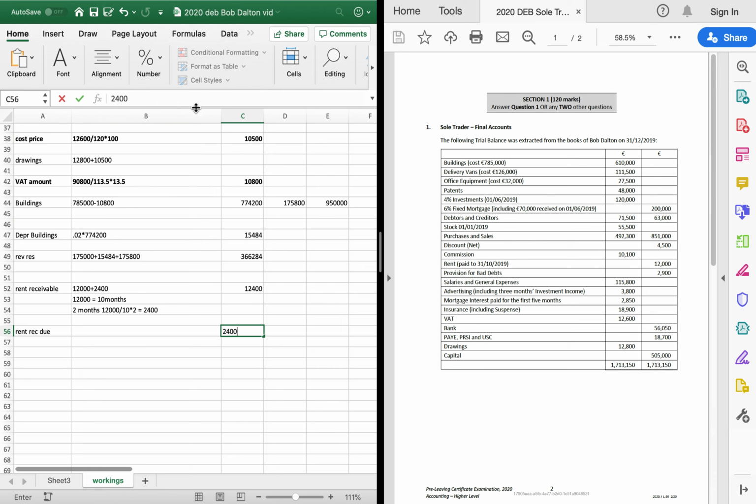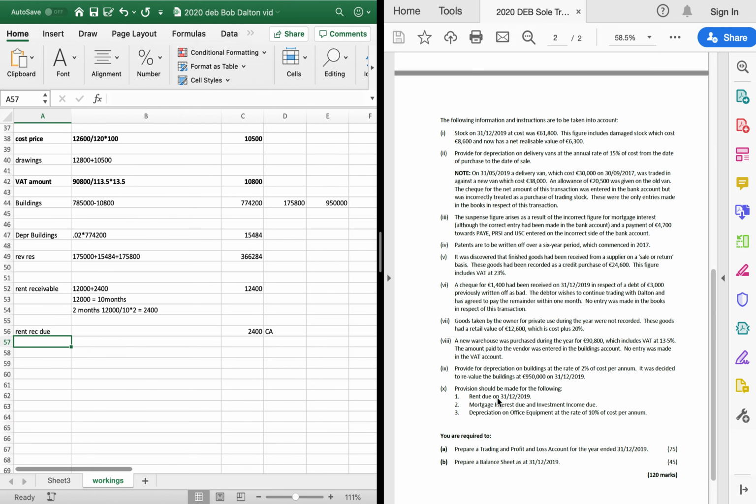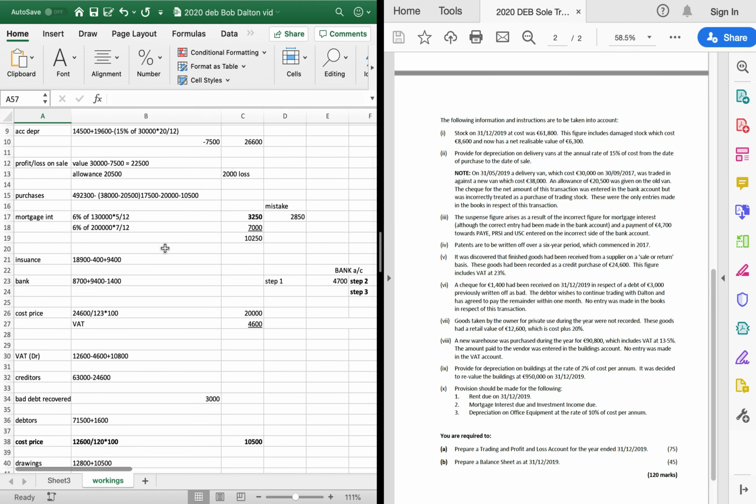That's really what you're asking in the working anyway. So rent receivable due is a current asset when we come to it later on. Okay, so that's that, nothing hard there. Mortgage interest we've done. Mortgage interest due, let me just go up and check. Right. This 10,250 is the mortgage interest. The 7,000 is going to be mortgage interest due because we've paid the 3,250.